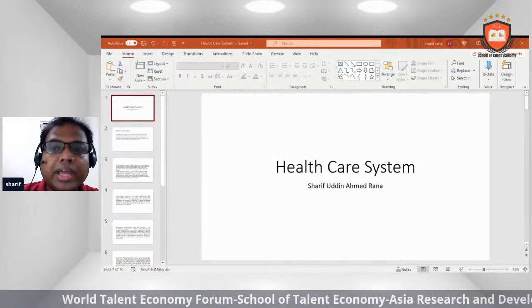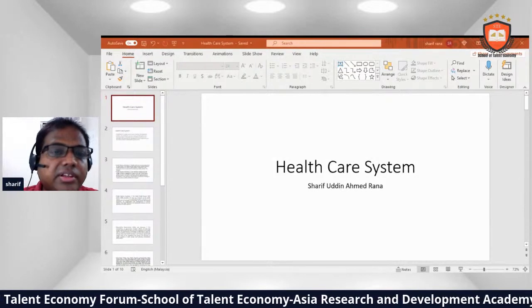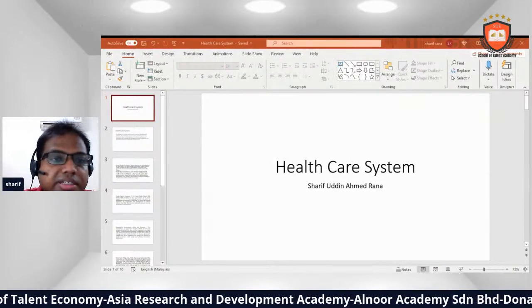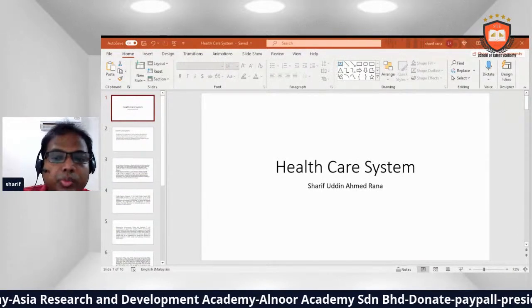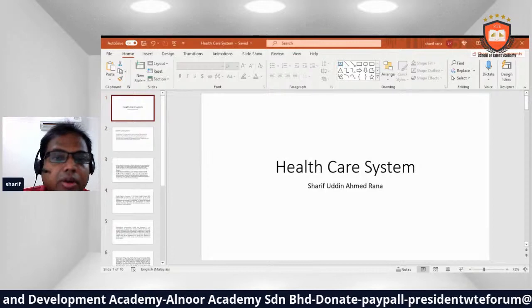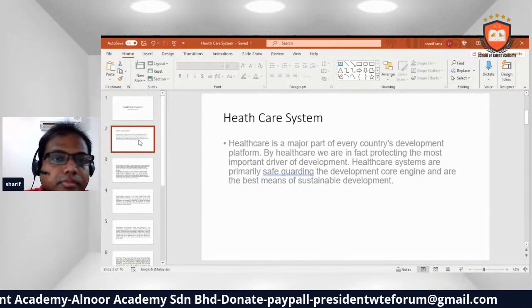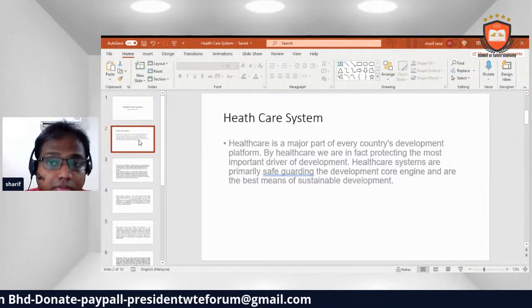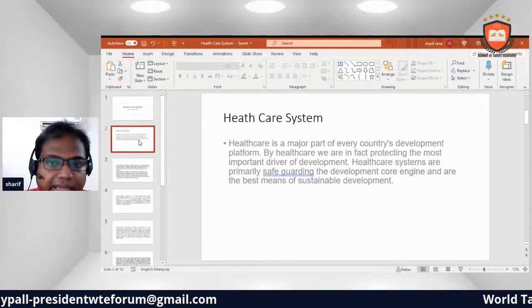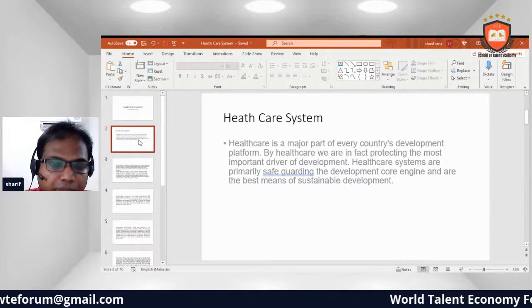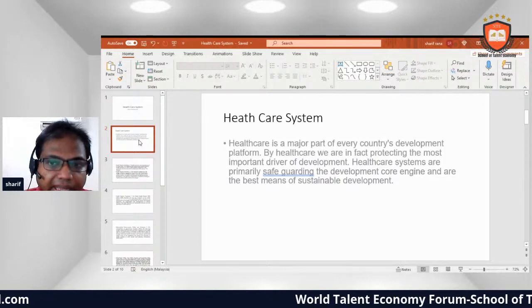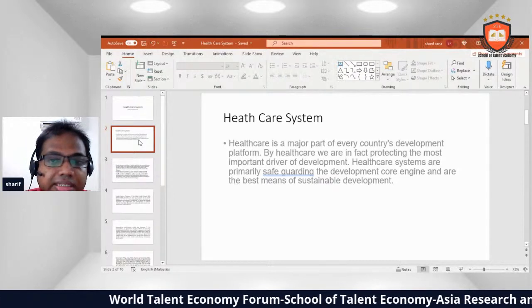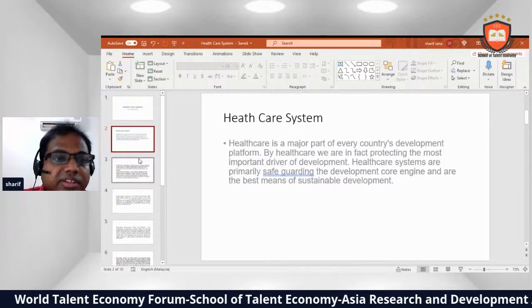Today we have our special conference and activities on healthcare system. The healthcare system has a lot of initiatives and activities, and we need to be very careful right now about it. Healthcare is a major part of every country's development platform. By healthcare, we are in fact protecting the most important driver of development. Healthcare systems are primarily safeguarding the core engine of development and the best means of sustainable development.